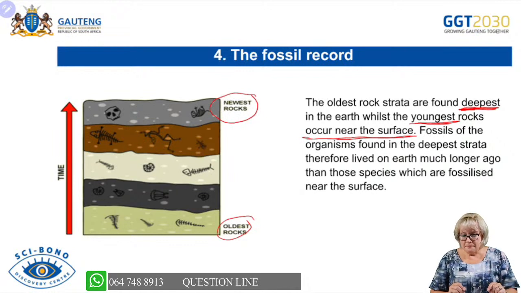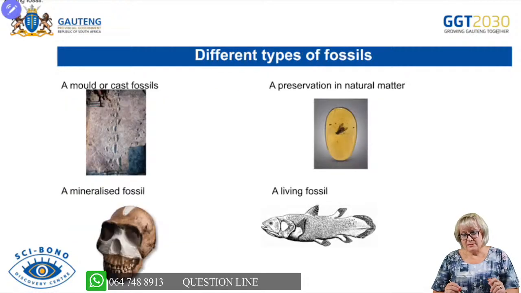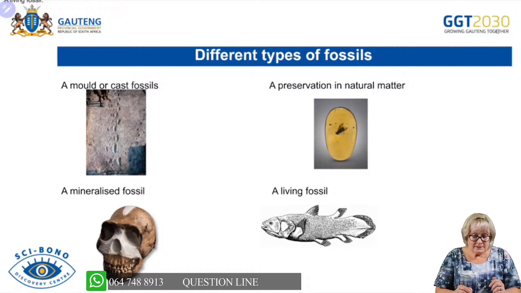You must remember this. Fossils of the organisms found in the deepest strata therefore lived on earth much longer ago than those species which are fossilized near the surface. Right, so the deeper down you dig up this fossil, you will know that that fossil is actually older than the one that you find close to the surface of the earth. And what are fossils? I know if we think of fossils, we only think of skeletons. No, there are different types of fossils, in fact. You get a mold or a cast fossil. Like for instance, if you look at this photo here, you will see that these are actually footprints.